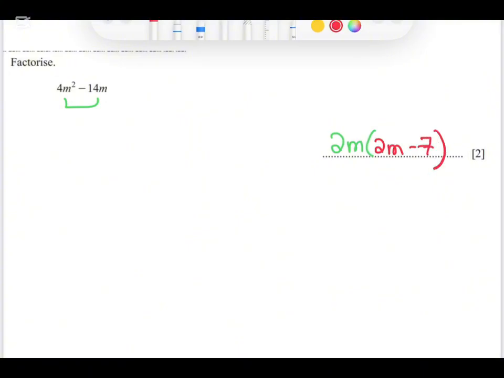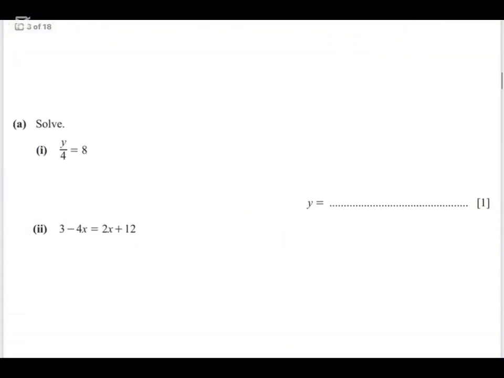That's it. So as I told you, if you want to check whether your answer is correct or not, you have to multiply again. 2m multiplied by 2m will give me 4m square. 2m multiplied by 7 will give me 14m. Okay, so that's the correct way. So that's it. Now moving towards the next.